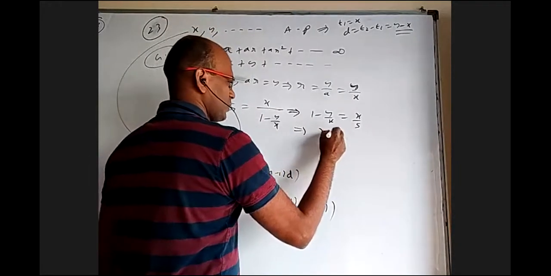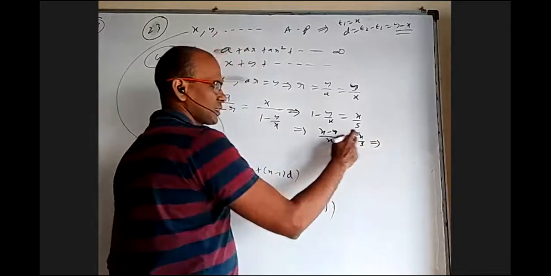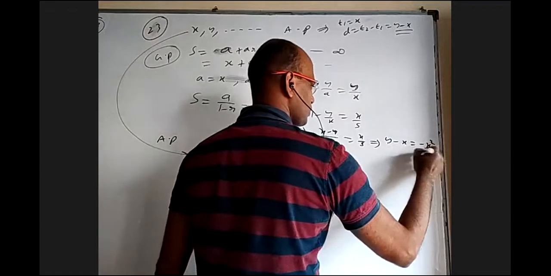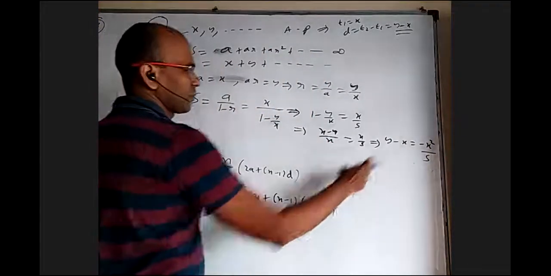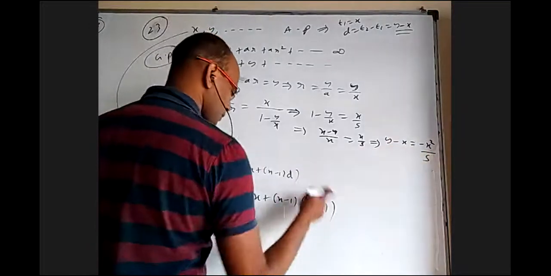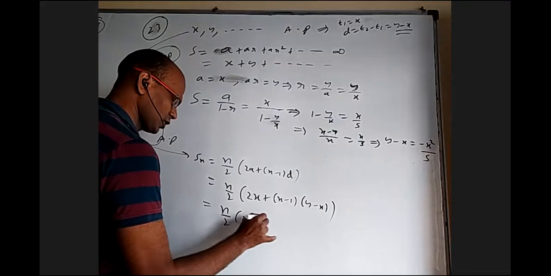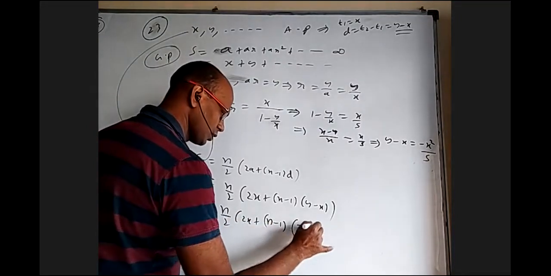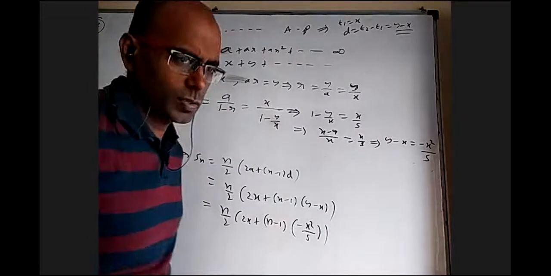1 minus y by x is equal to x by S. So I can send this x here and take a minus common. y minus x is minus x squared by S. So if I want to eliminate y, I have to replace this y minus x, which is the common difference, with minus x squared by S. So n by 2 into 2x plus n minus 1 into minus x squared by S. Maybe this itself is the answer.